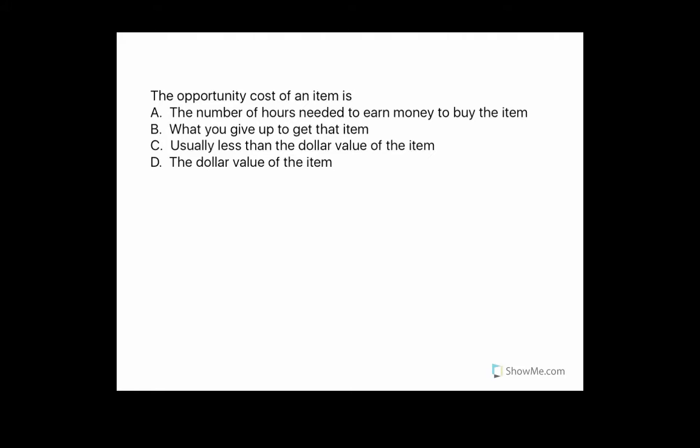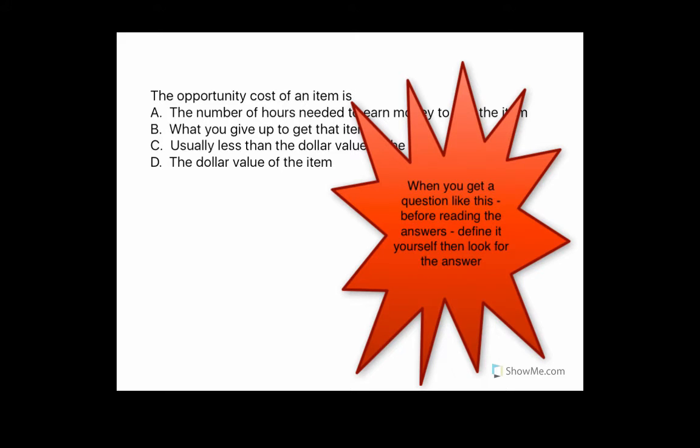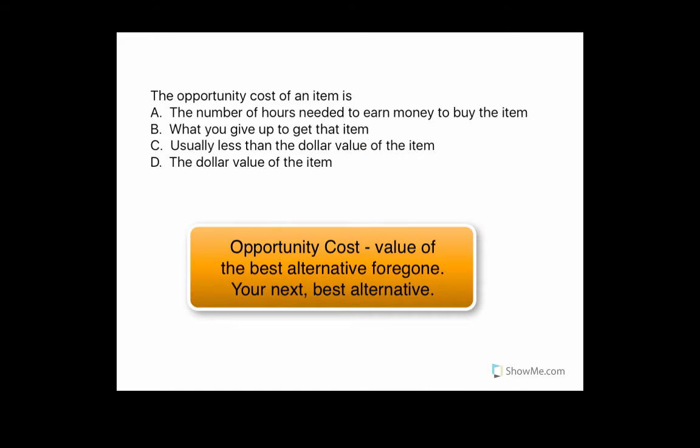All right, so for the first question, we're looking at what the opportunity cost of an item is. And this is very simply just asking us for a definition. But one of the ways you may be able to approach the problem and make it a little bit easier on yourself is by defining what you think the opportunity cost is, or what you know it to be, before you look at the answer options. So the definition of opportunity cost is the value of the best alternative foregone, or the next best option.